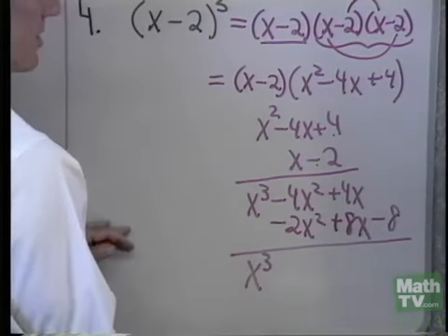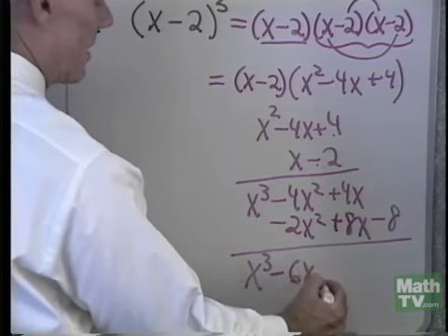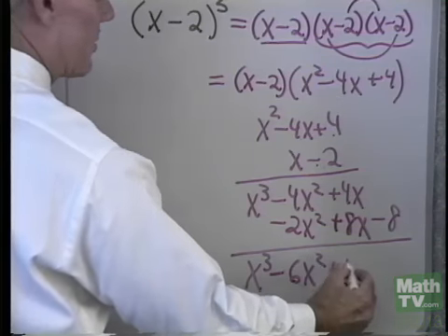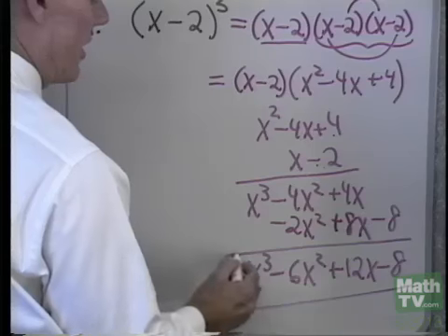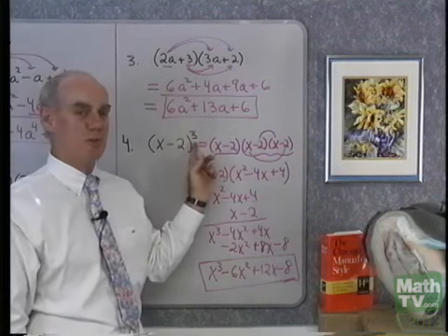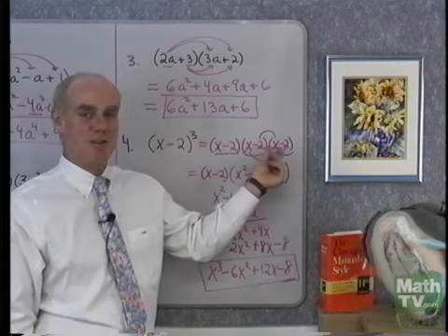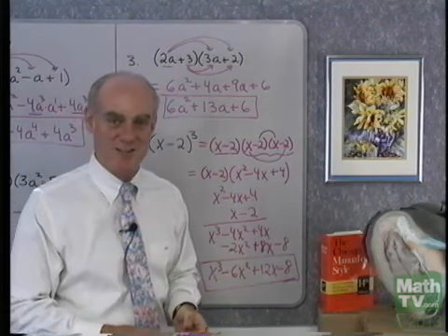Now I'll just add similar terms and get x cubed minus 6x squared plus 12x minus 8. So there is the answer to the quantity x minus 2 cubed. It'll be x minus 2 times x minus 2 times x minus 2. And that's a look at some problems that involve multiplication with polynomials.